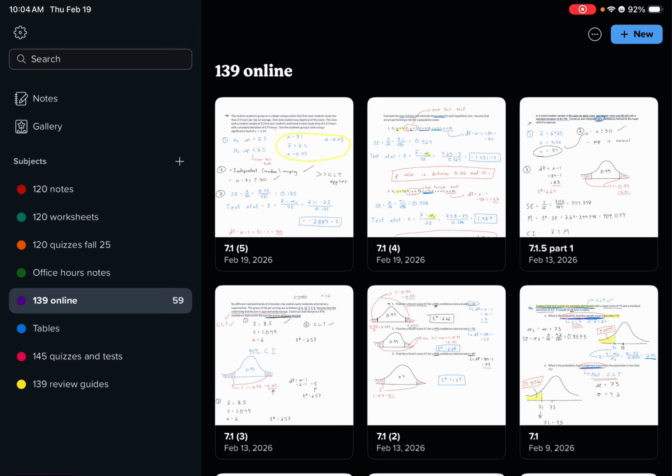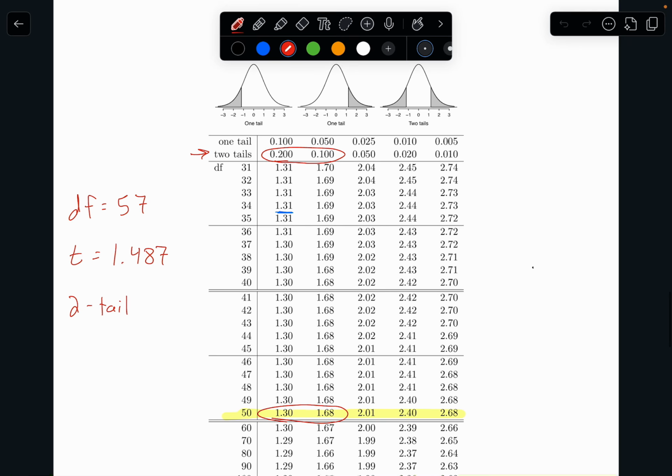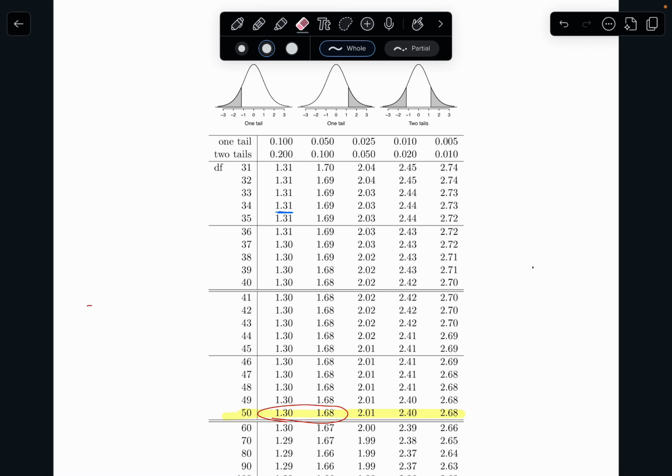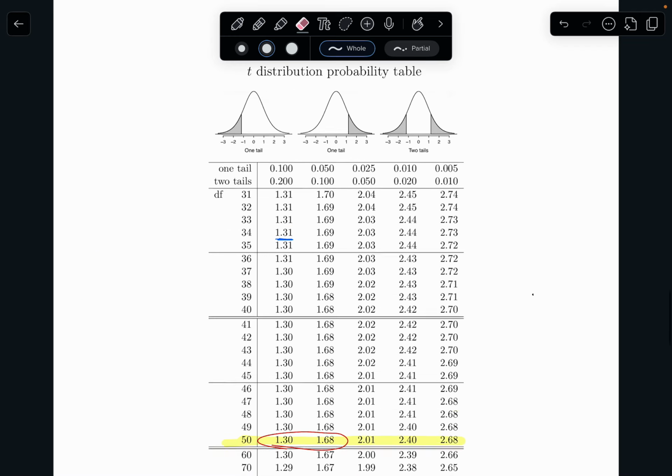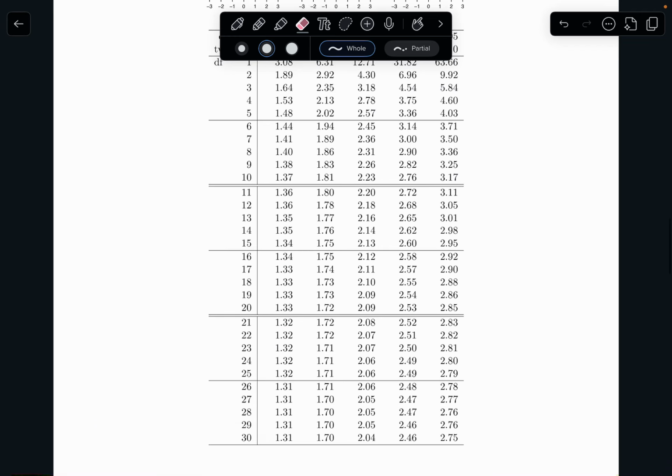So we can hop over to our t-table at this point. Let's go ahead and start fresh. Actually, if we have 30 degrees of freedom, that means we're looking at a different part of our table. We're going to be looking up here.